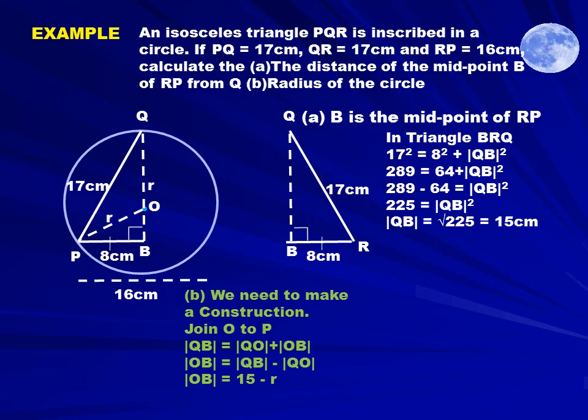Now remember that the distance from Q to B is 15. So if that's 15, then the distance from O to B will be 15 minus R. Can you see that? So that place will be 15 minus R, because the distance from Q to B is 15, and R is the radius OQ or QO.